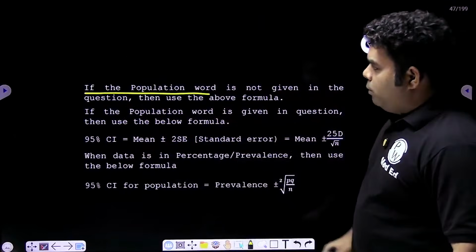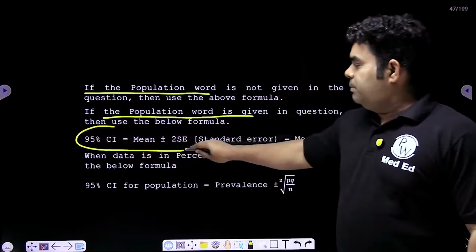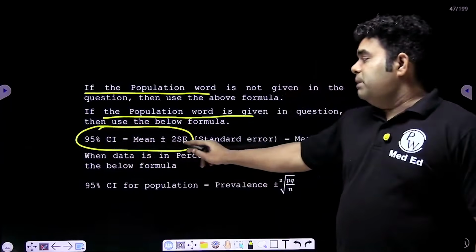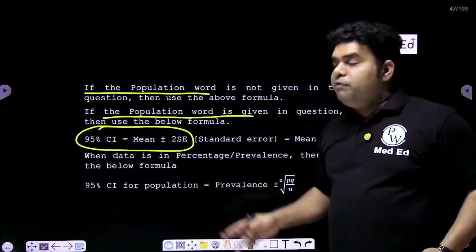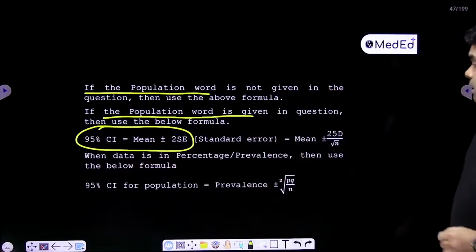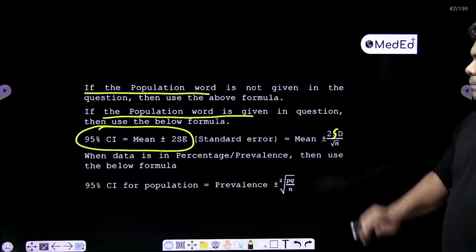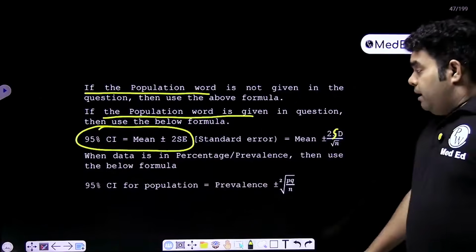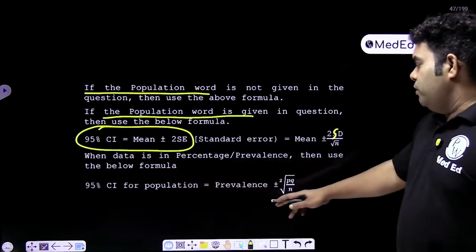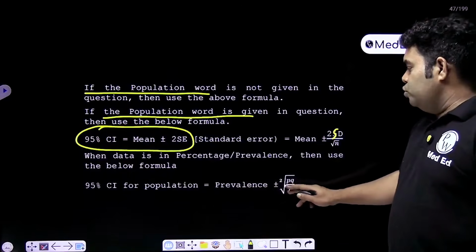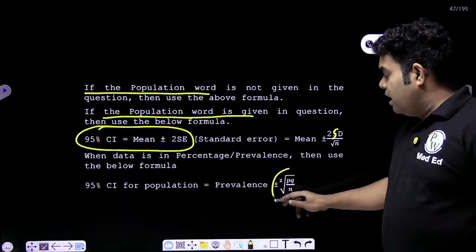So if they use the population word, then the formula is: 95% confidence interval is mean plus minus 2 standard error. Because remember, for the population we use standard error, and 2 standard error means 2 standard deviation by under root N, and this bigger formula will be applied if they use the population word. And similarly, for the 95% confidence interval for a population, we can use prevalence plus minus 2 under root PQ by N. If they use population, then we have to use the formula of standard error.